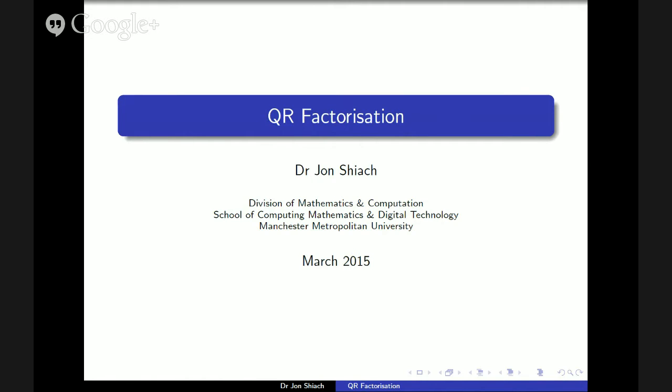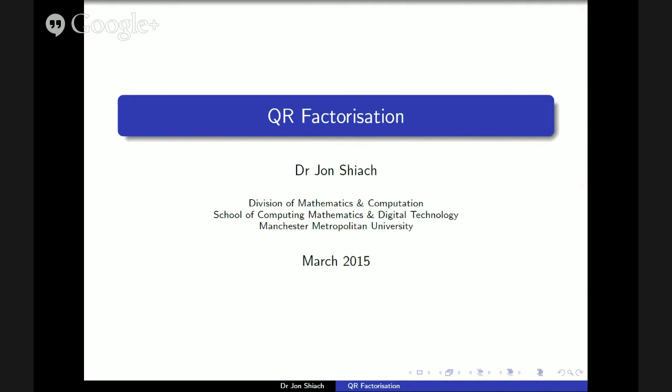Okay, so up until now, we've looked at direct methods, which include LU factorization and Cholesky, and we've also looked at indirect methods, for example, Jacobi, Gauss-Seidel, and SOR. Today, we're going to be looking at QR factorization, which is a return to the direct methods. QR is quite useful because it can be used to solve what we call overdetermined systems.